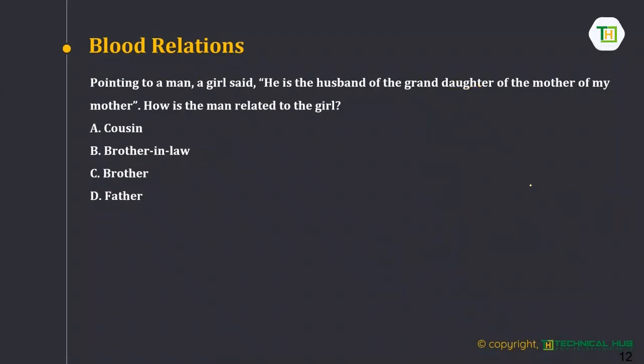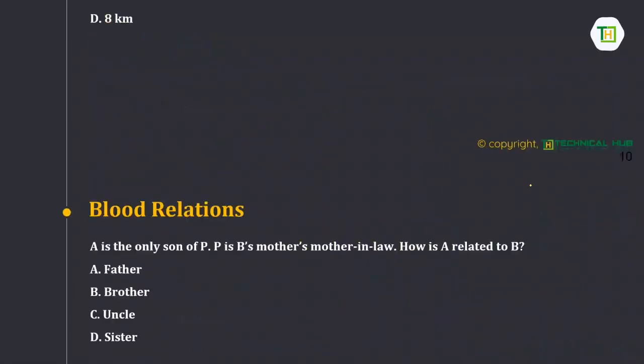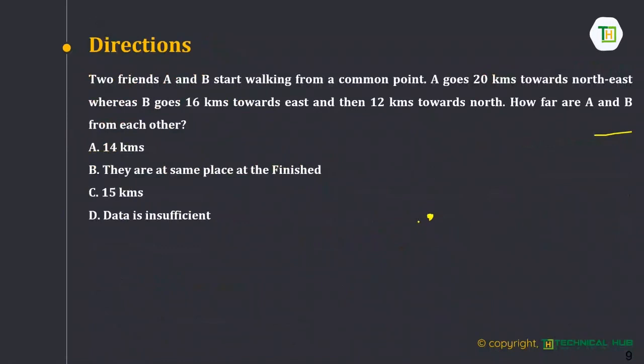In this, two friends are at the same common place. So this is the A and B position. Okay. A goes 20 km towards northeast. So this is the 20 km towards northeast, whereas both are initially at the common position, the first A and B positions.